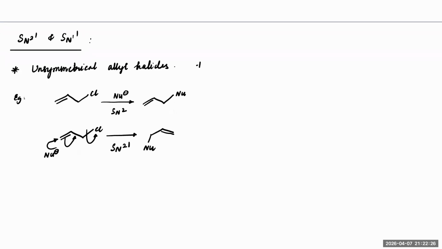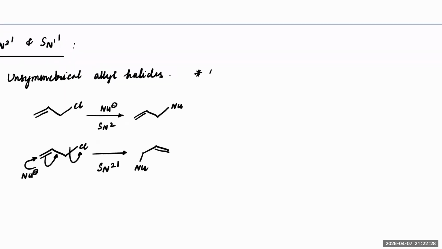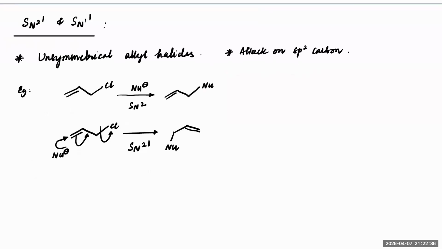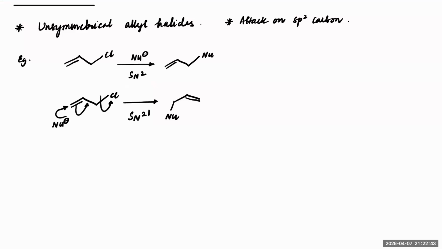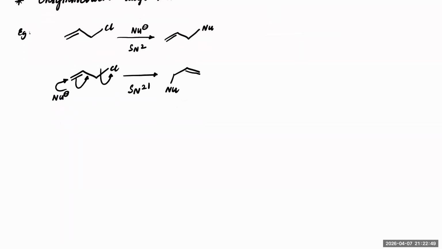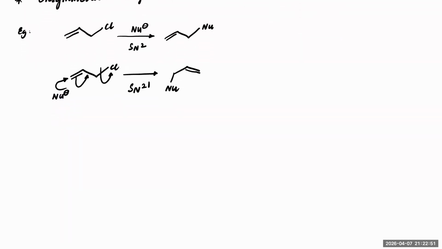So another important factor is the attack on sp2 carbon. Now it is on sp2 carbon. So when the attack happens on sp2 carbon, that is SN2 prime. Of course, this is a symmetrical kind, but the attack can be expressed as SN2 prime, but the product is the same.